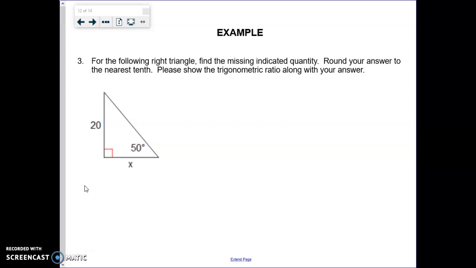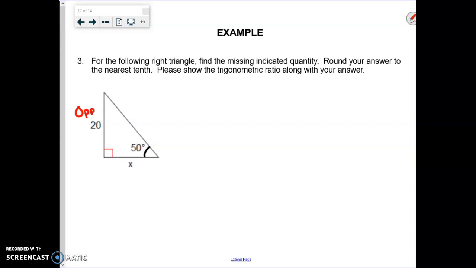Let's take a look at the last two examples. These are number 3 and 4 on your examples page. So again, let's go ahead and look. Here's our reference angle. This is 50 degrees. The 20 is opposite that reference angle, so that's going to be our opposite side.